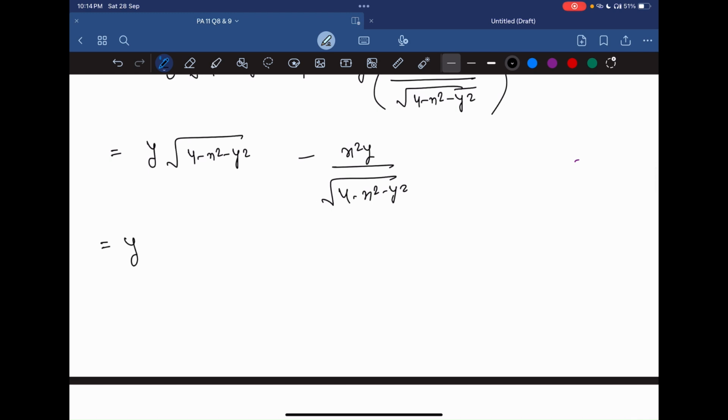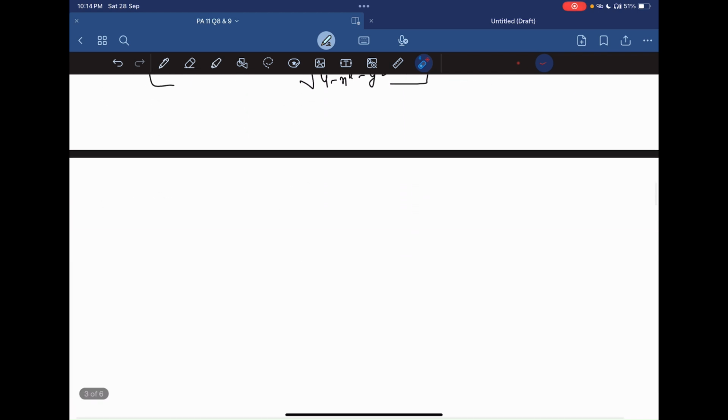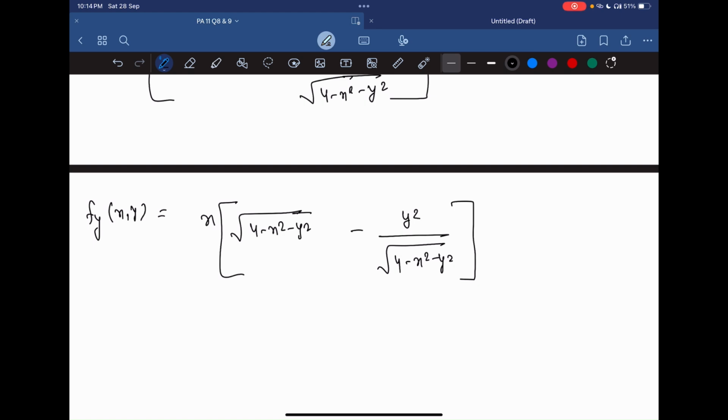We can take y common, and it would be y times 4 minus x square minus y square minus x square, divided by the square root of 4 minus x square minus y square. So this is the partial derivative with respect to x. Similarly, we can find the partial derivative with respect to y also, and the process would be the same. So it will come out as x into 4 minus x square minus y square minus y square, divided by the square root of 4 minus x square minus y square. So these are the partial derivatives.